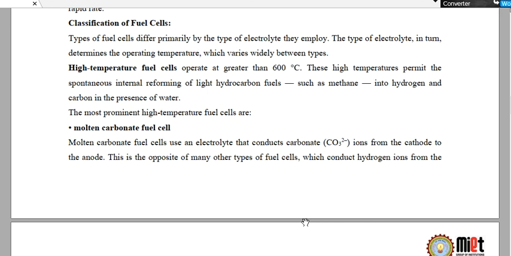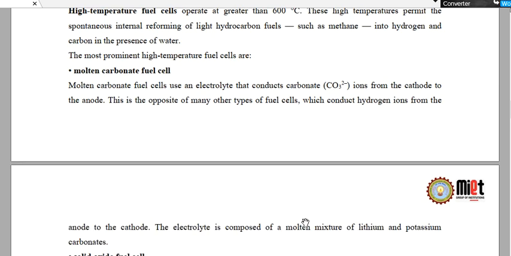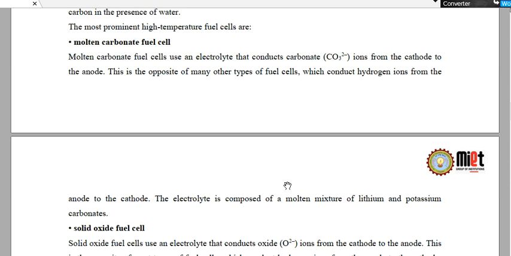First is the molten carbonate fuel cell. In this, an electrolyte is used which conducts carbonate ions from the cathode to the anode. This is the opposite of many other types of fuel cells which conduct hydrogen ions from anode to cathode. The electrolyte in such a cell is composed of a molten mixture of lithium and potassium carbonates.